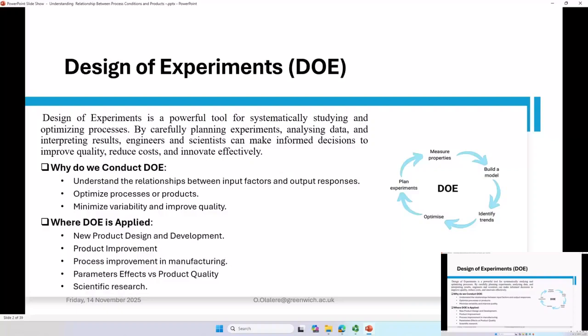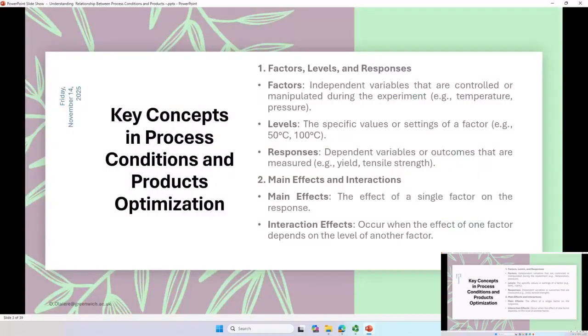My students, you won't escape that for your project. But I will teach you everything you need to know, right? So it's used in what? Scientific research also. If you are my student, you are very fortunate. I've taught a lot of things to you. So now, key concepts in process condition and product optimization. Please make sure you understand what I'm teaching you now, because by the time we start the real software, you will understand it better.